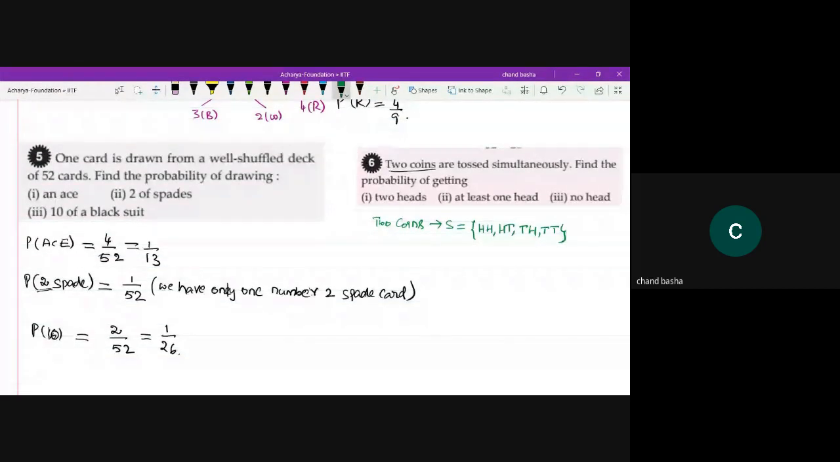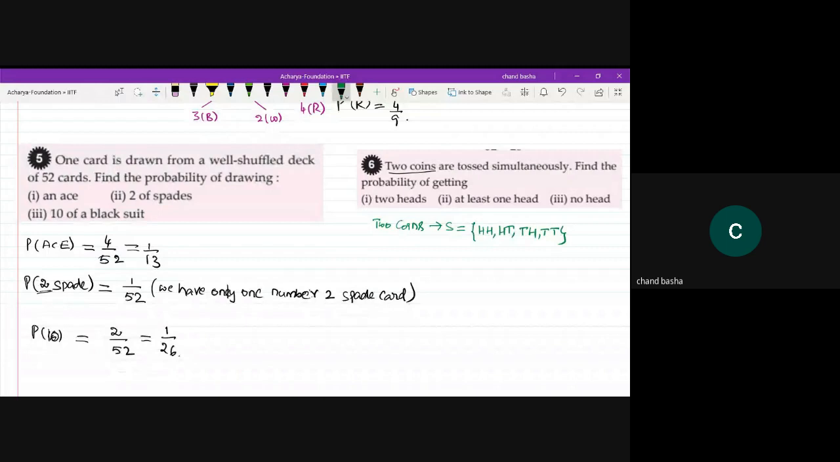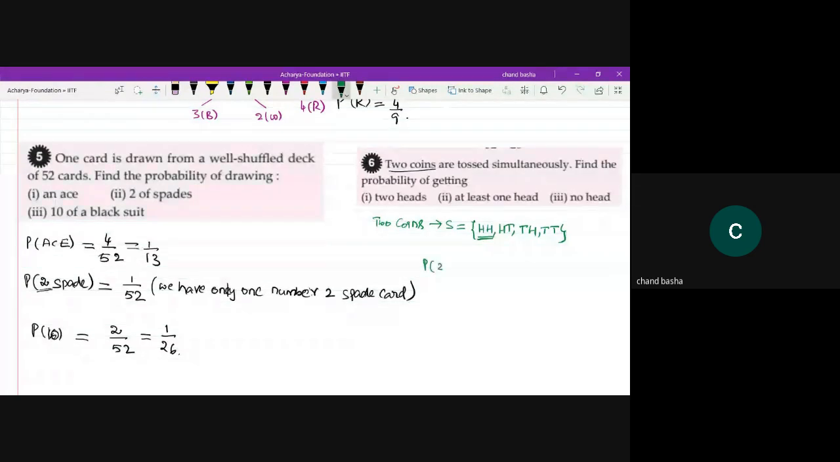Yes, please. First point: if you are observing two heads, there is only one possibility. Probability of two heads out of the 4 is 1 divided by 4.